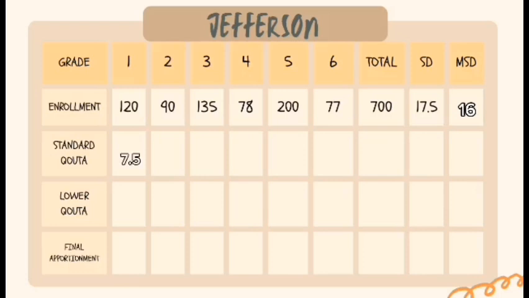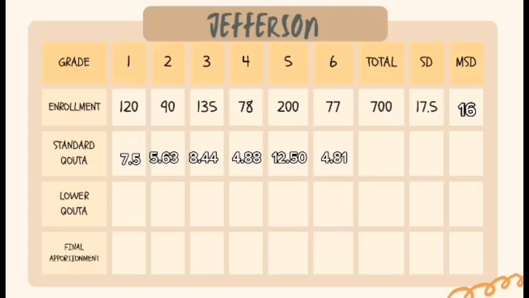Then same process lang sa 90, 135, 78, 200 at 77. Kung i-divide natin yan is magiging 90 divided by 16 is equal to 5.63. 135 divided by 16 is 8.44. 78 divided by 16 is equal to 4.88. 200 divided by 16 is equal to 12.50. And the last one, 77 divided by 16 is 4.81.